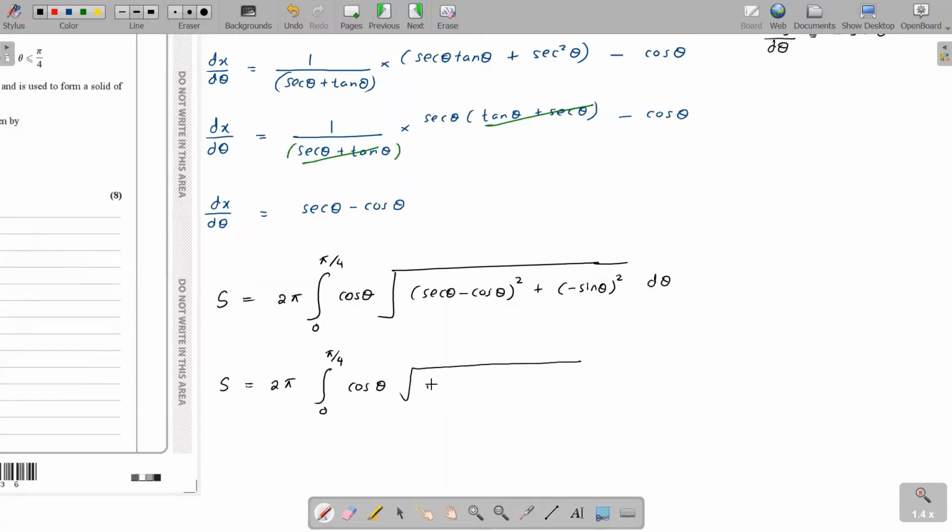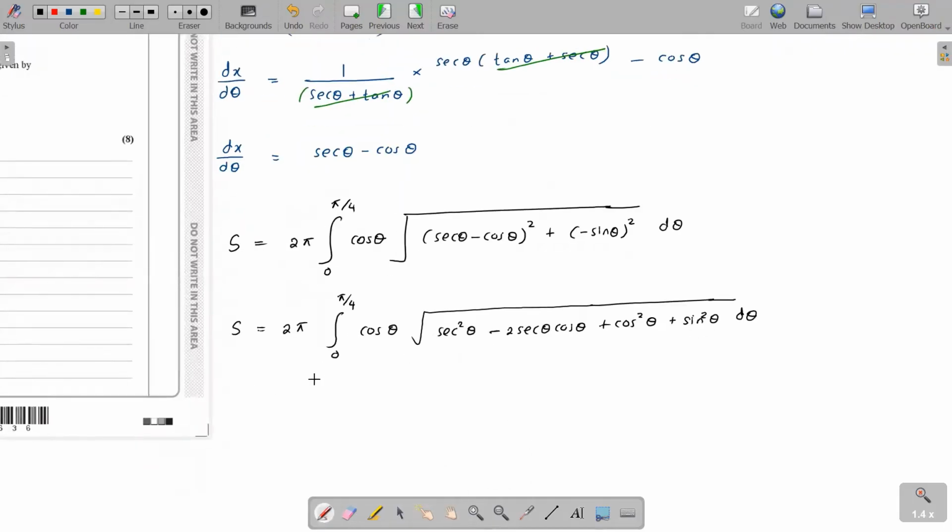Open the bracket, what do we get here? Sec square theta. Sec theta minus cos theta square means we get minus 2 sec theta cos theta and then plus cos square theta. And then plus minus sin square is plus sin square theta d theta. What do we get here? Root cos square plus sin square actually can give you 1, right? Yeah, this gives you 1.